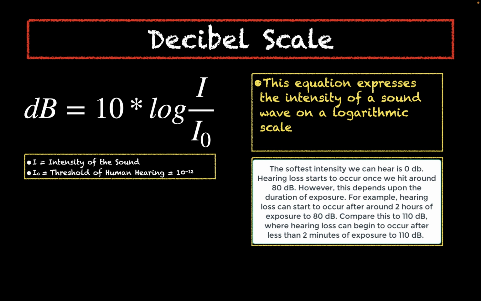For example, if you're exposed to 80 decibels for 2 hours, then you can start to have possible hearing loss. And as we increase the amount of decibels, the amount of time that's required in order to produce hearing loss also decreases. So compare this to 110 decibels, where it only takes less than 2 minutes for damage to start to occur. So this decibel scale is incredibly important to understand.